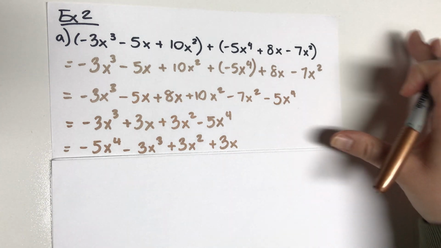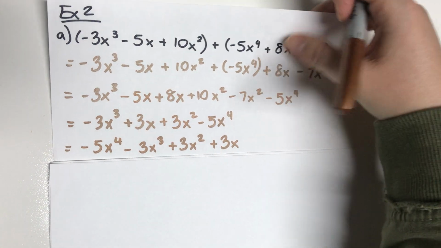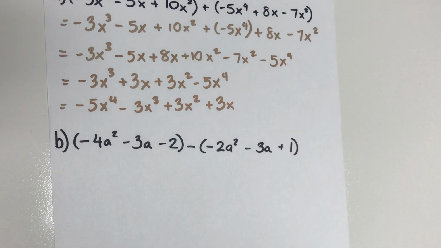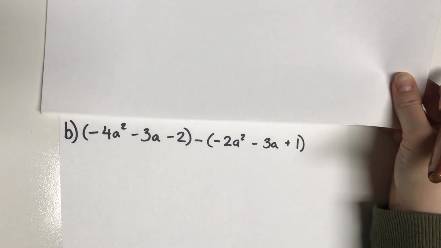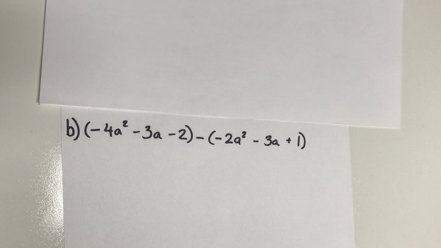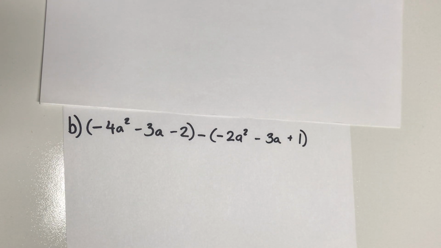Okay, so B. Once again, I have two trinomials, but here, instead of adding them, I am subtracting them. So it's a little bit different.